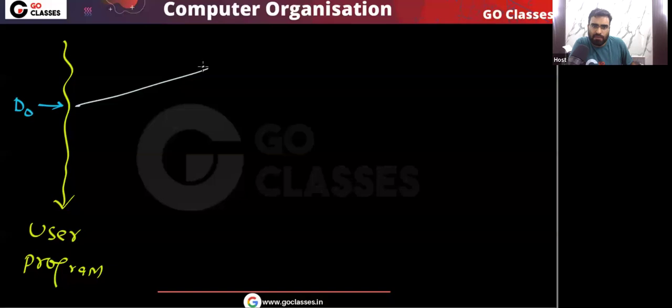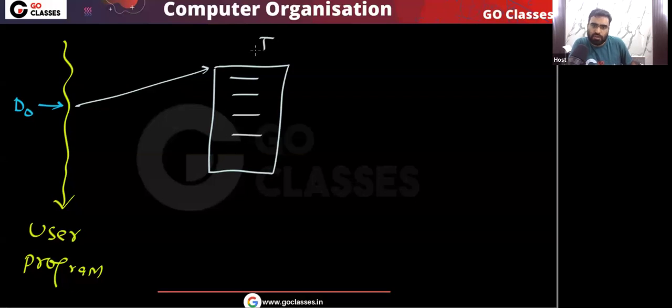So let me make this diagram for clarity. When the CPU is running this user program, let's assume an interrupt comes at this point, say an interrupt from D0. Then the CPU will save this program. After saving the program, the CPU will jump to the ISR. This is the ISR of D0.